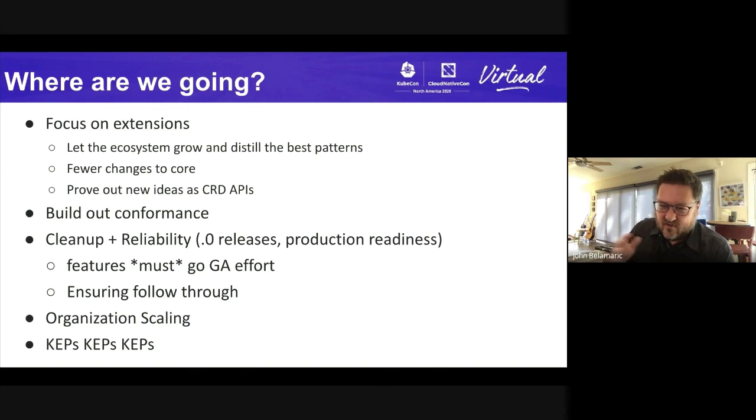We have something that was recently added where things need to go to GA at some point. We've had too many things that linger in beta for years, and that's a problem for us. These are the main things we're looking at, as well as ensuring the project continues to scale, and that the KEP process works properly.